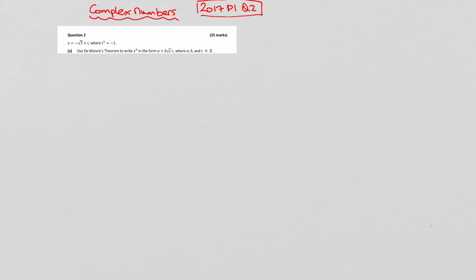2017, Paper 1, Question 2, Complex Numbers. So in this question here, we're given a complex number z, which is equal to minus root 3 plus i, and we're asked to use de Moivre's theorem to write it as z to the power of 4.